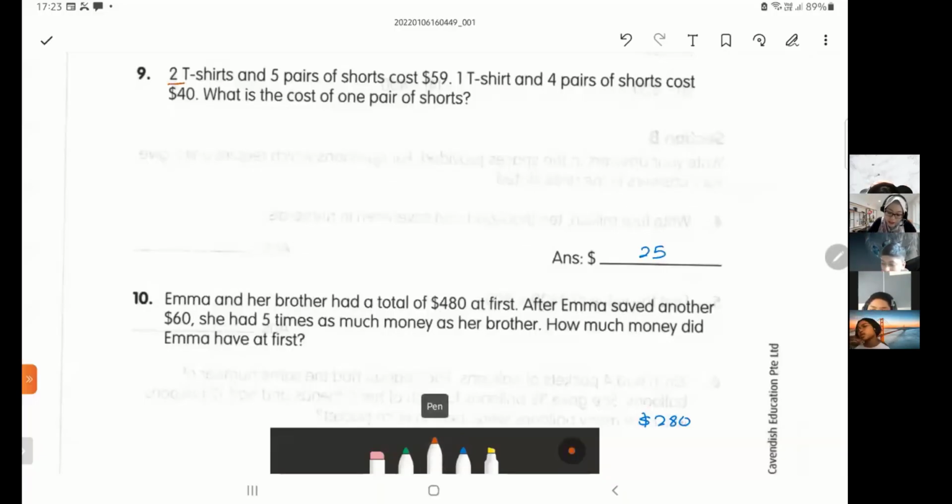2 t-shirts and 5 pairs of shorts cost $59. 1 t-shirt and 4 pairs of shorts cost $40. What is the cost of 1 pair of shorts? This is a classic question of the 2 variable concept.